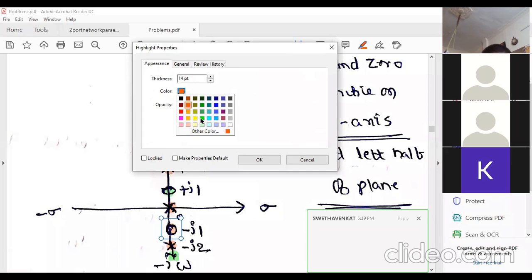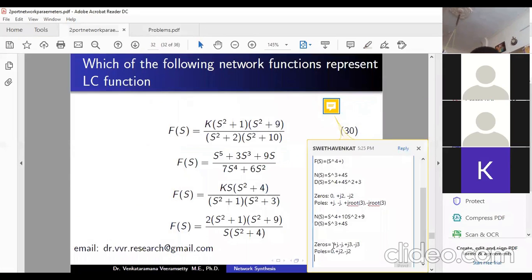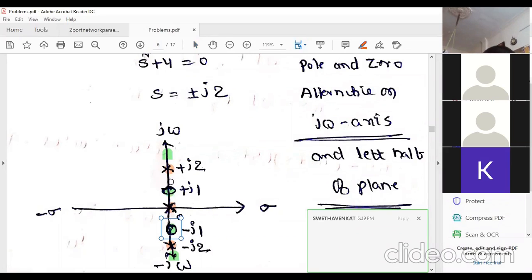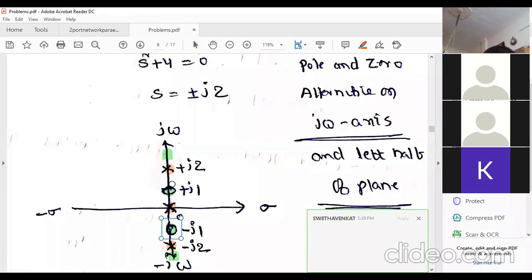So see here, we have the four zeros at plus j1, minus j1, plus j3, minus j3, and the poles are at 0, plus j2 and minus j2. That means all poles and zeros are marked, and all the zeros and poles are on the imaginary axis of the s-plane.